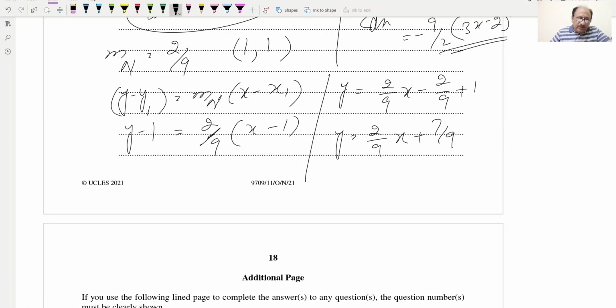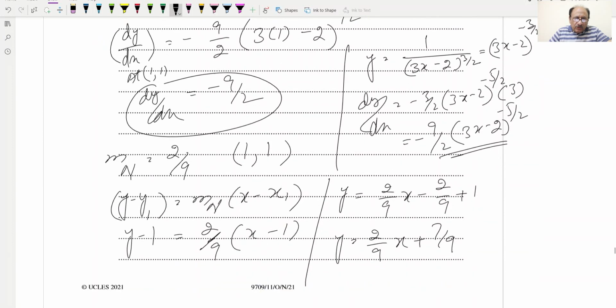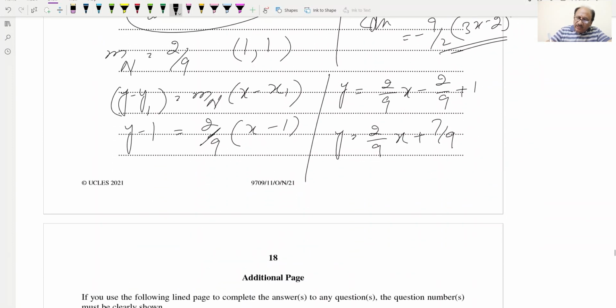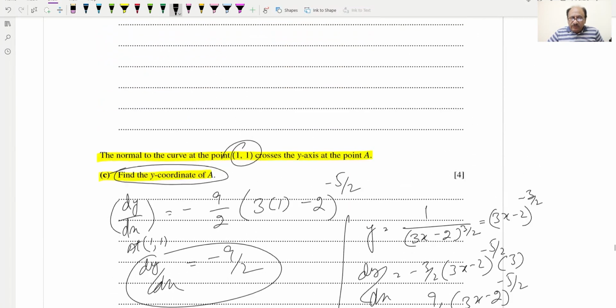So they are asking us to find the y coordinate of A. The y coordinate will be the y intercept, which is this one. So at A, the y value will be equal to 7 over 9. This is the y intercept which we were supposed to find. We are done with the paper.